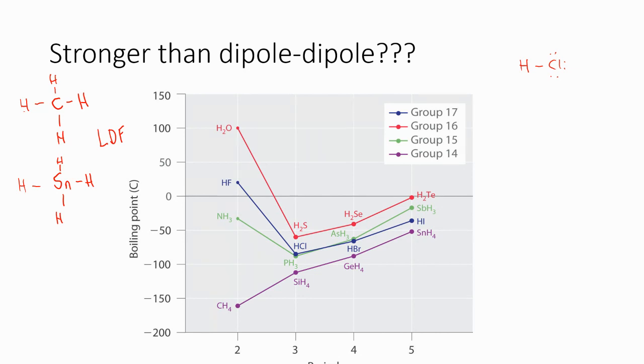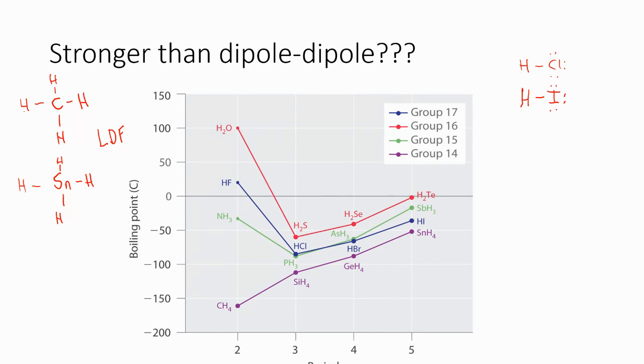But look at other group members. For instance, HI. HI, using the same argument we made before, is the same exact shape as HCl. It's also polar. It also has dipole-dipole forces. But HI has a higher boiling point than HCl. Why? Because its London dispersion forces are stronger: it has more electrons and a greater molar mass. We could do this with all of the groups.